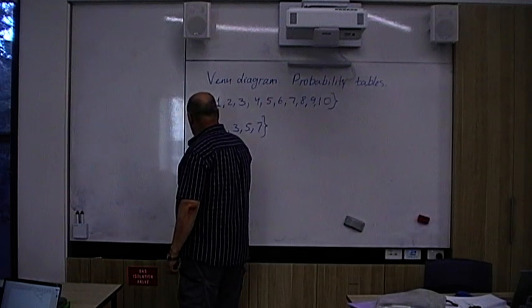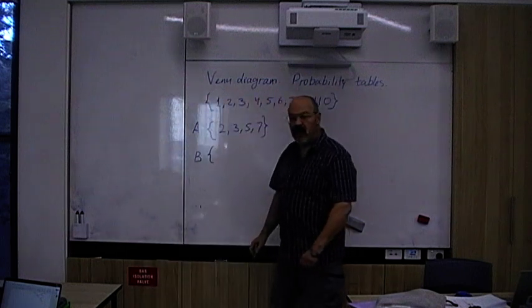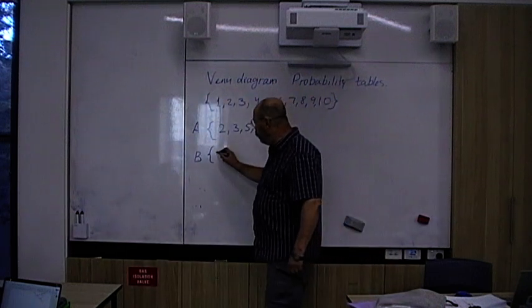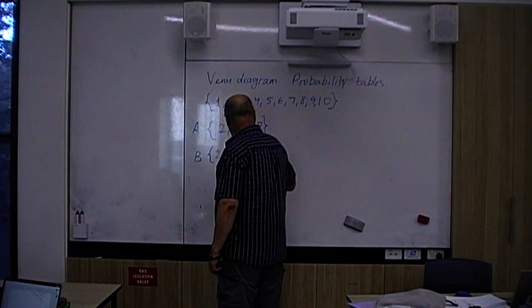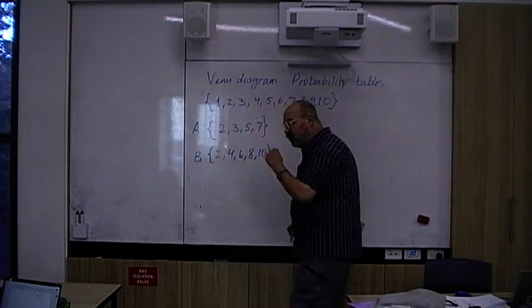And event B is choosing an even number. So we have 2, 4, 6, 8, and 10.